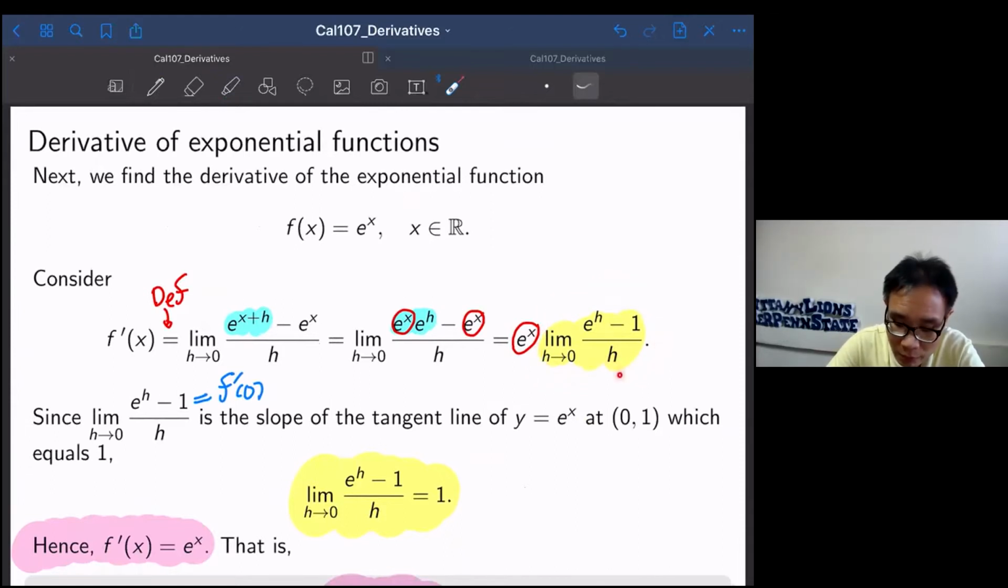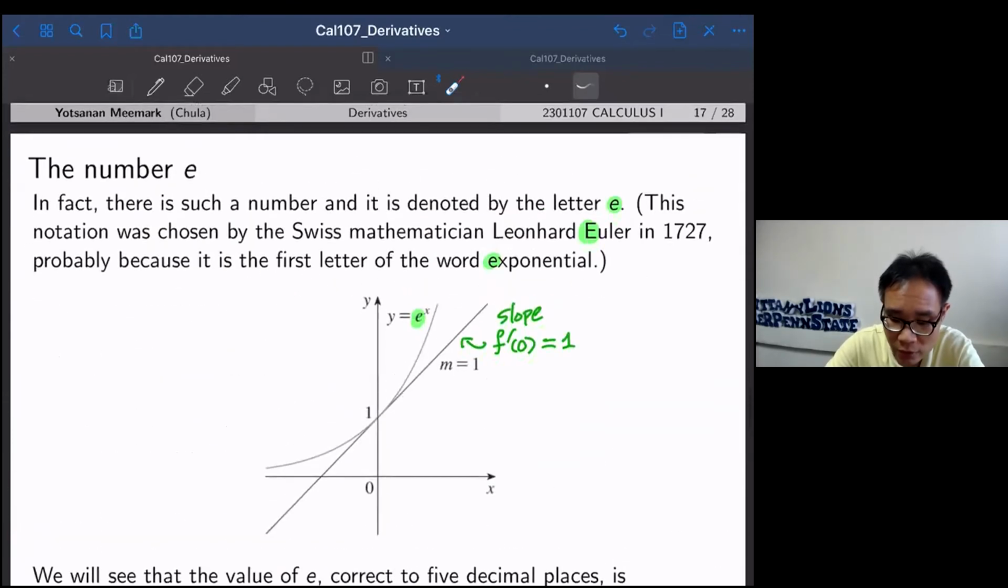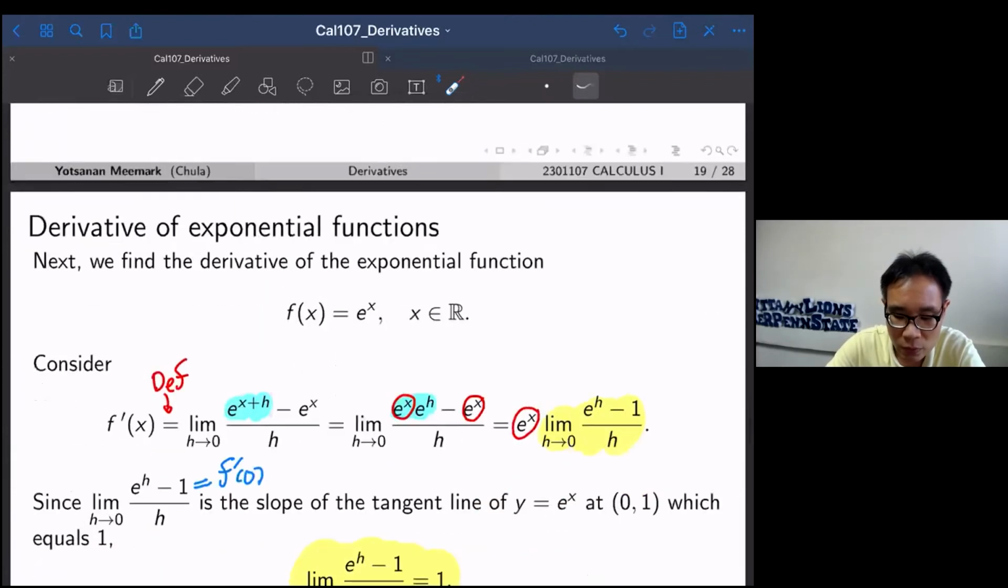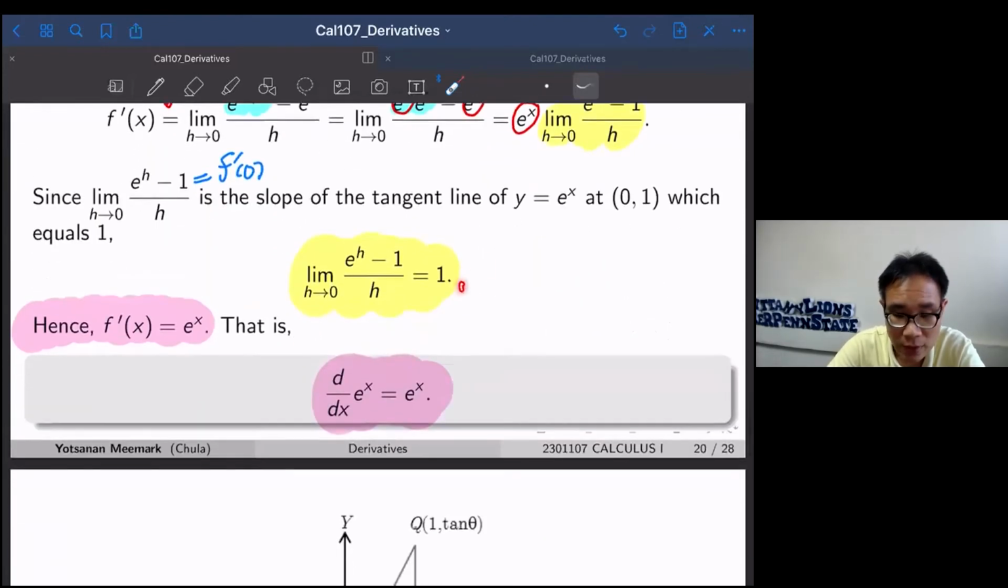And the yellow number turns out to be f prime 0, or the slope of the tangent line of y equals e to the x at x equals 0. So this is the reason why we are searching for e, because we need the yellow guy to disappear. If it's equal to 1, it will disappear, and it's going to make our derivative very simple. So the derivative of e to the x equals e to the x.